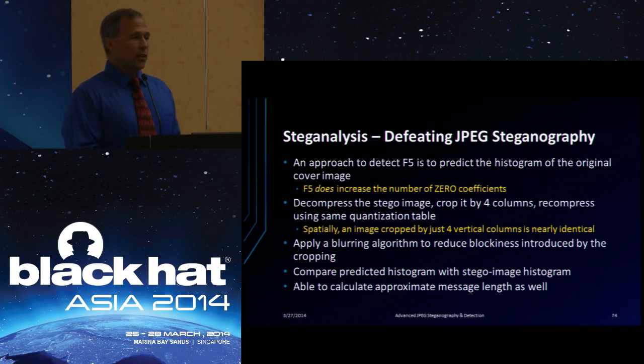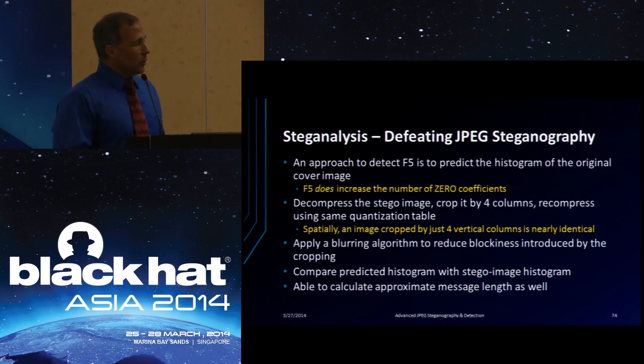I tend to get ahead of myself. I don't like to read slides, since I know that all of you can read. So here's a technique for detecting F5. This is just a very brief overview. If you want the details, there's a paper on it. Decompress the image and crop it by 4 columns. Now we get an estimate of the original image, and all the hiding is lost.